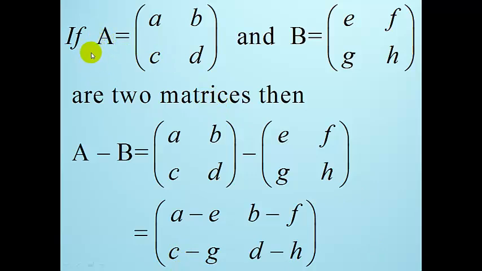Now we look at subtraction. Subtraction goes the same way the addition goes. If A equals [a, b; c, d] and B equals [e, f; g, h], if these are two matrices, then A minus B is equal to [a, b; c, d] minus [e, f; g, h]. How do we subtract? We have a minus e, we have b minus f, we have c minus g, and we have d minus h. That is how we subtract matrices.